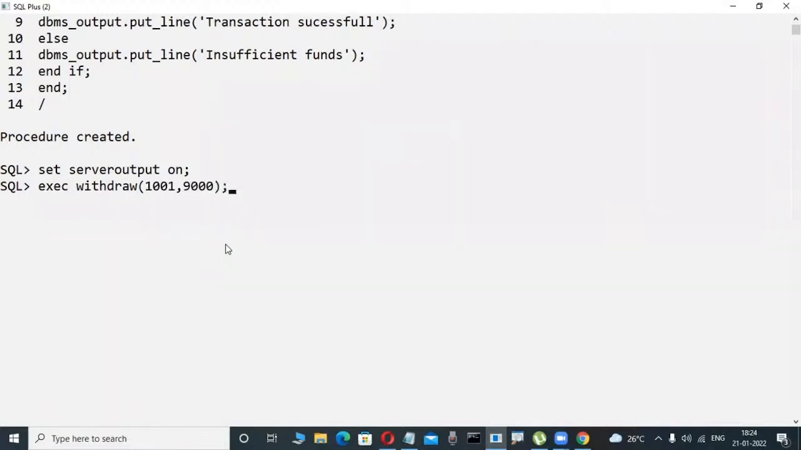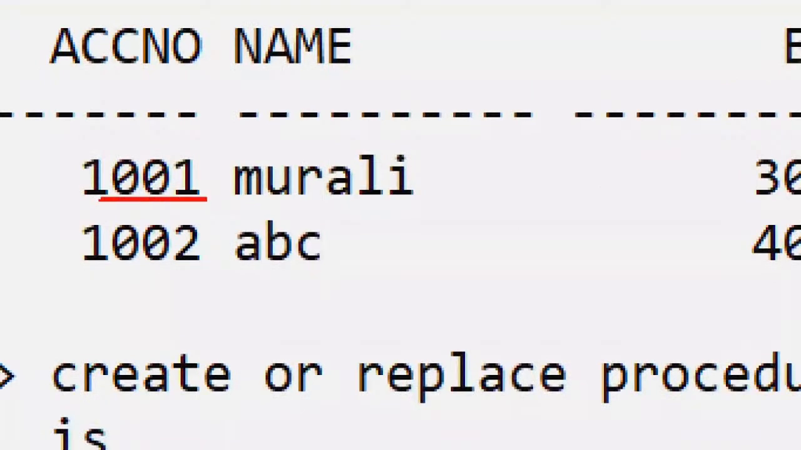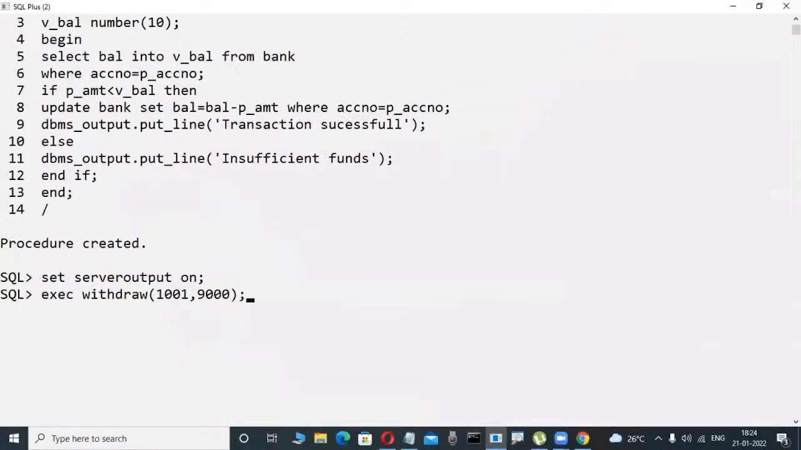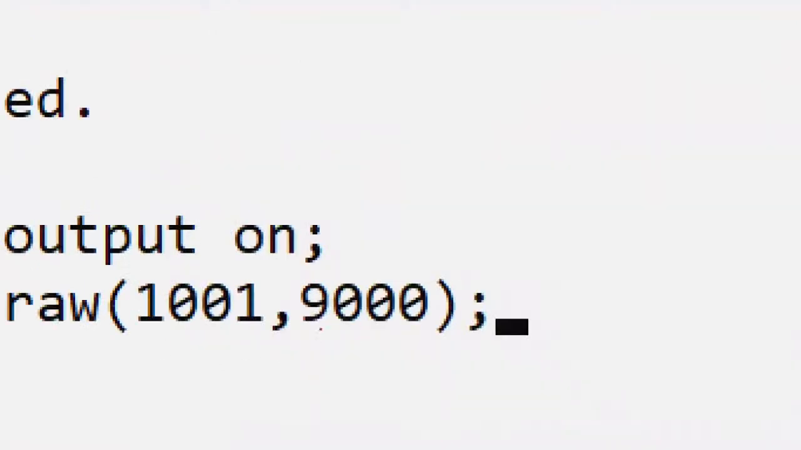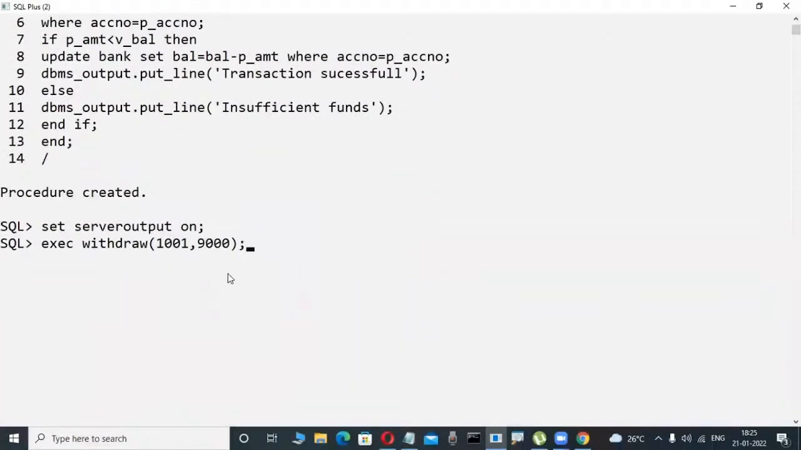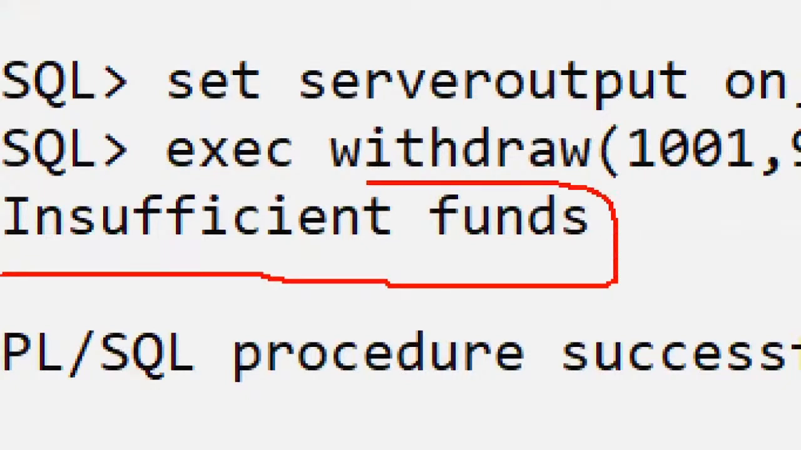Observe here, slowly. My account number in this table: 1001 is my account number, Murali is my name. My balance is how much? 3,000. In my table, 3,000 is the current balance. Now with account number 1001, I try to withdraw 9,000, because I'm writing this program. Is withdrawing 9,000 possible? No. So now it will give the message insufficient funds. It will display the message or not?